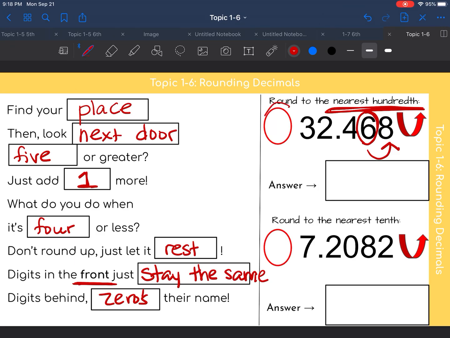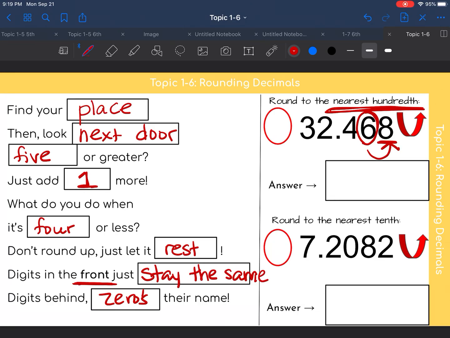All right, now you may see this circle here and this arrow here. Now you obviously can't circle or draw an arrow, so you can move on your Google Slides, move that arrow to where you're pointing to the neighbor and move that circle to where you're finding your place. So that will help you organize your work a little bit. All right, so we found our place and then we looked next door. Now, is this 8 5 or greater? Yes. So our neighbor tells us that we have to bump this 6 up to a 7.